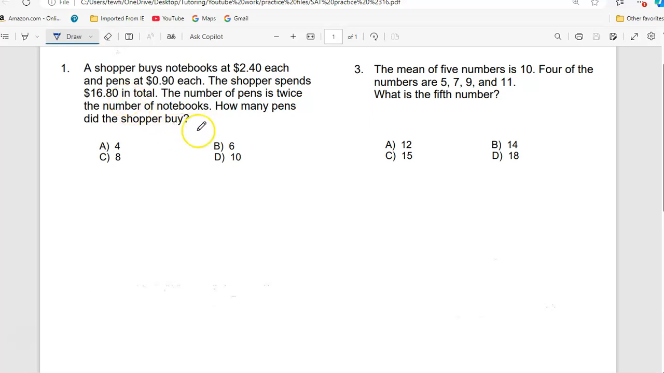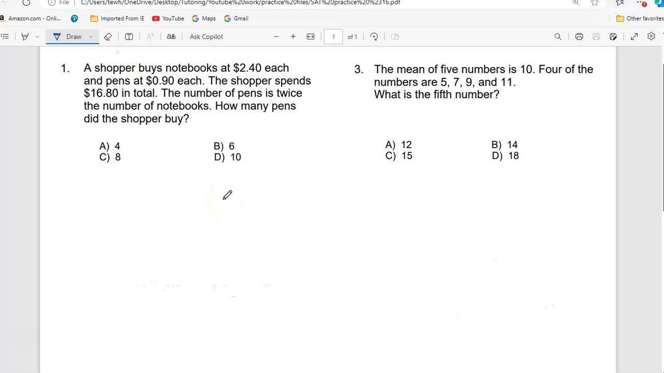For the first one, a shopper buys notebooks at $2.40 each and pens at 90 cents each. The shopper spends $16.80 in total. The number of pens is twice the number of notebooks. How many pens did the shopper buy? Alright, so let's go over it.